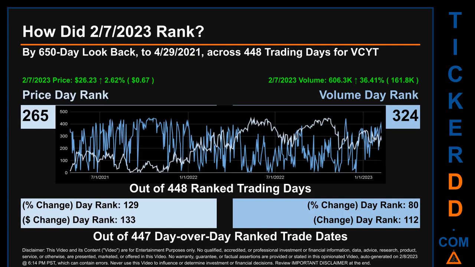The line graph overlays price and volume's daily ranking, as shown respectively in light versus dark blue, across those target trading days. In this view, essentially the dips are good whereas the spikes are bad. The price's day over day percentage change, jumping 2.62% on the 7th of February 2023, had a day rank of 129 while its dollar difference of 67 cents had a rank of 133 when compared day over day across 447 trading days. Volume's percentage change and difference were ranked respectively at 80 and 112.